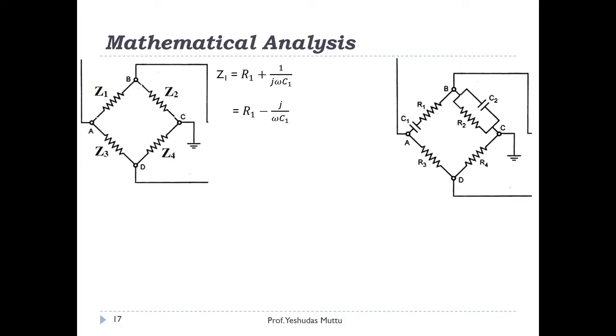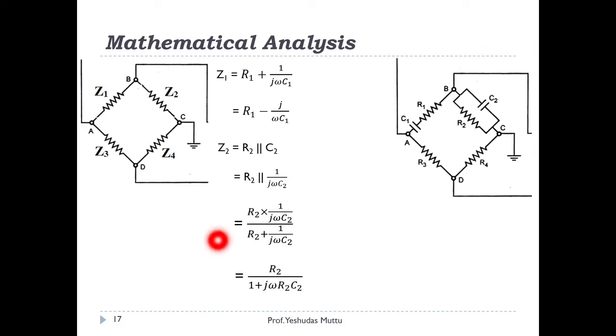Okay, now next I'll consider Z2. Okay, Z2 is R2 parallel C2. I can write this as R2 parallel 1 upon j omega C2. Solve this parallel combination.